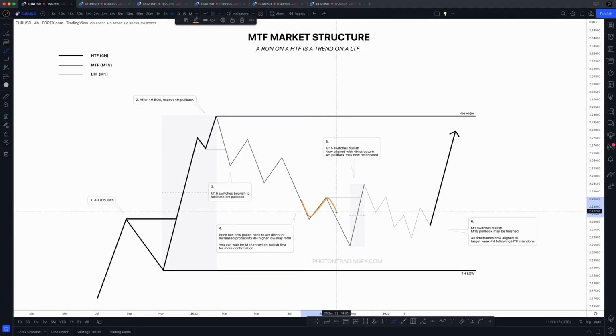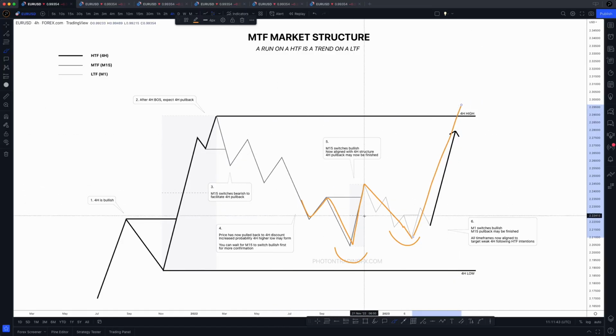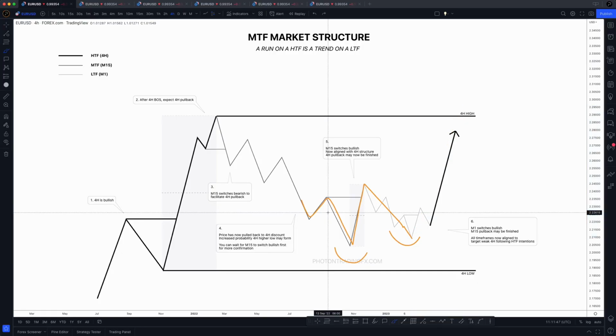Well, you can wait for the M15 to switch bullish. So in this case, it switches bullish. That's a very strong indication, not a guarantee, but a very strong indication that the 4-hour higher low may now be forming, right? So the M15 switches bullish. And now we can look to try and catch the M15 pullback, right? To capture that M15 higher low, because now the M15 is aligned bullish with the 4-hour swing structure, right? And now we can look to try and capture this M15 higher low to try and target the weak 4-hour high because we have that full structural alignment where the M15 is aligned with the 4-hour chart, right?